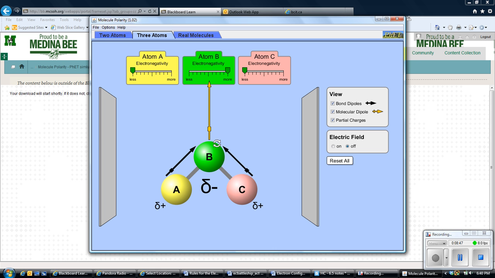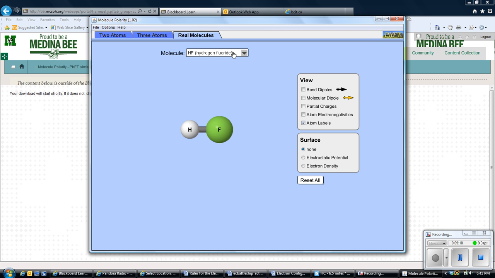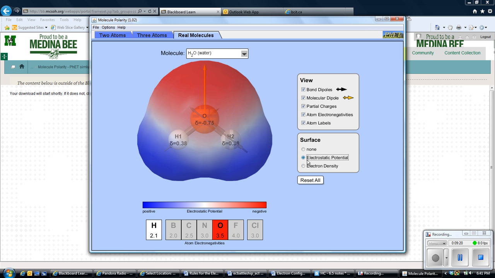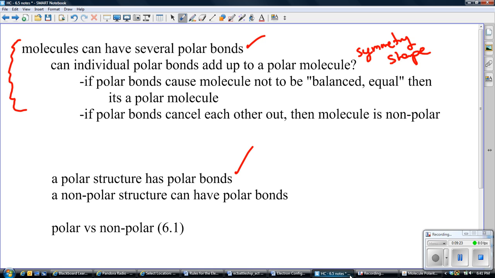It's almost like vectors in physics. Again, we see here elements A and C have very low electronegativity, partially positive. B is more electronegative. So we see two bond polarities, bond dipoles, forming towards B, and an overall molecule polarity, or molecular polarity. You can also jump to the real molecule here and play around and look at some things. It's interesting that you can see what's going on with those. So definitely something I want you to look at.